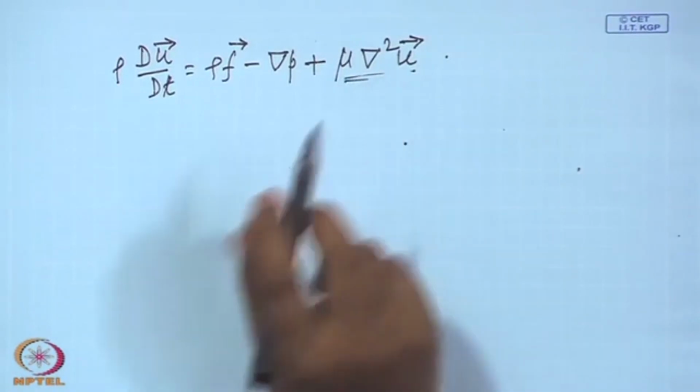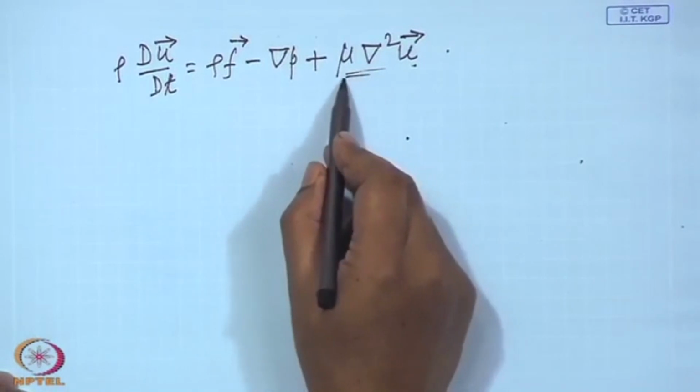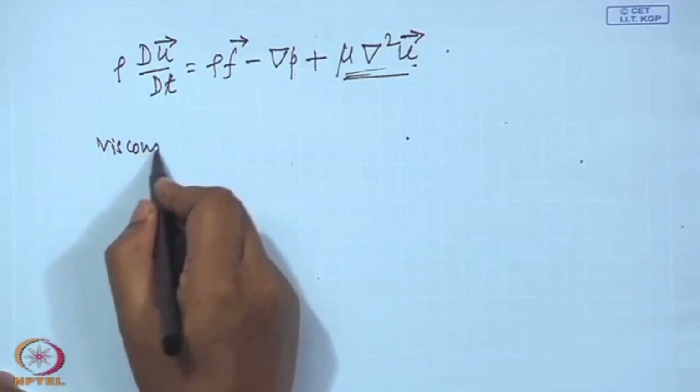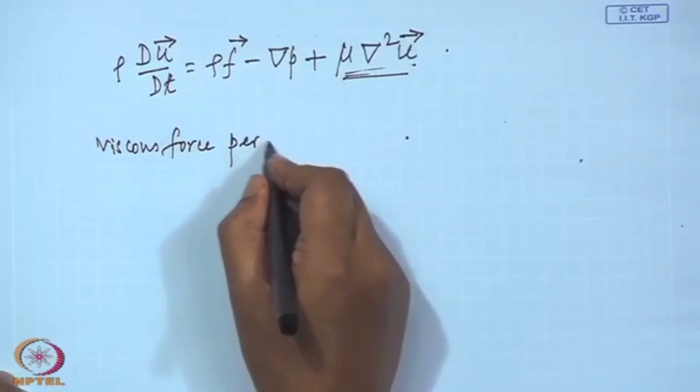This viscous force per unit volume has come obviously from viscous stresses or the shear stresses, which is completely due to the rate of strain tensor. If there is no rate of strain, then there is no viscous stress. Now, look at this. So, this viscous force per unit volume, all terms are per unit volume here.